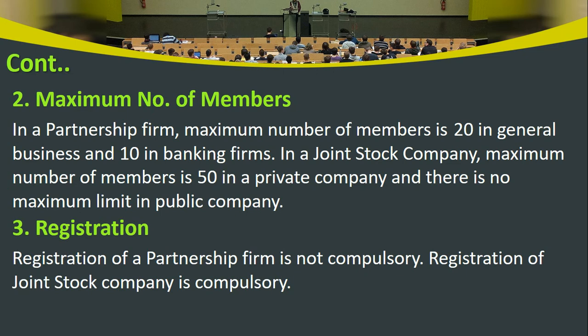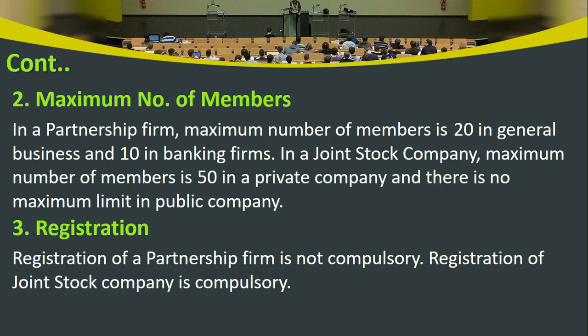In a public company, which we studied in the classification of companies, how many people should be there? The minimum should be 7 and the maximum is limitless. I mean, it's not restricted.